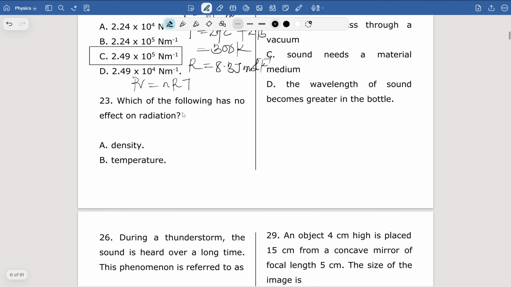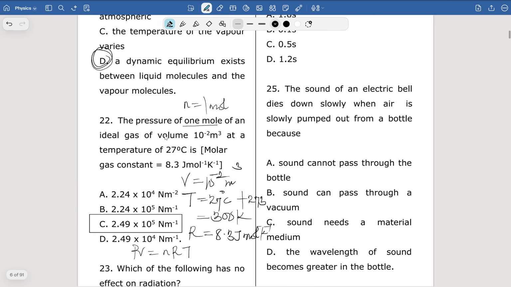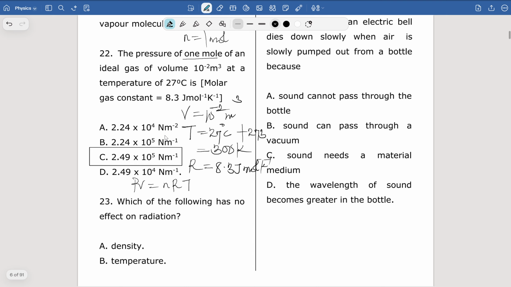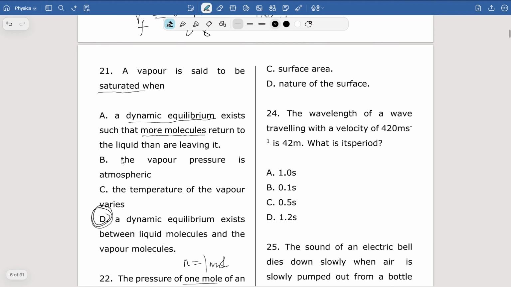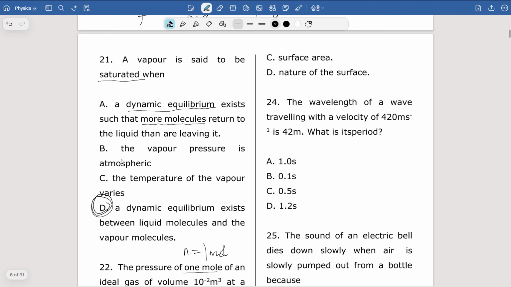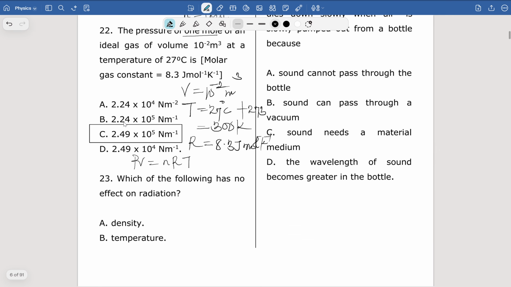Question 23: which of the following has no effect on radiation? Option A, density; B, temperature; C, surface area; D, nature of its surface. We all know that radiation is one of the means by which heat can be transferred, the other being convection.